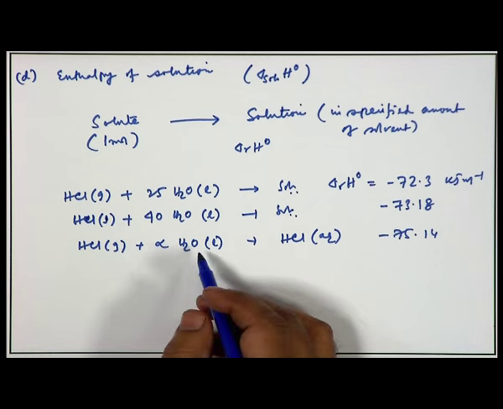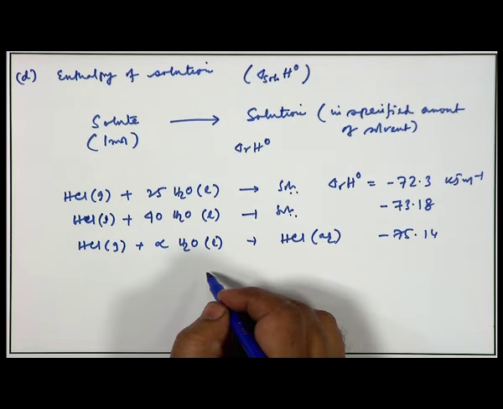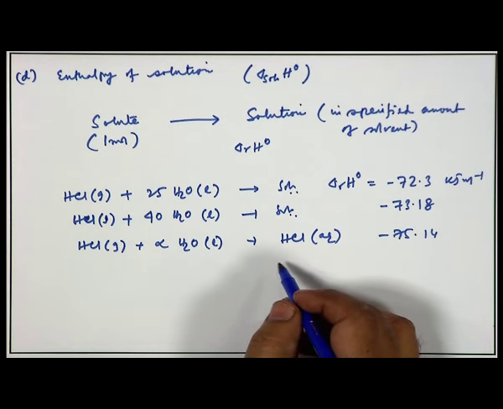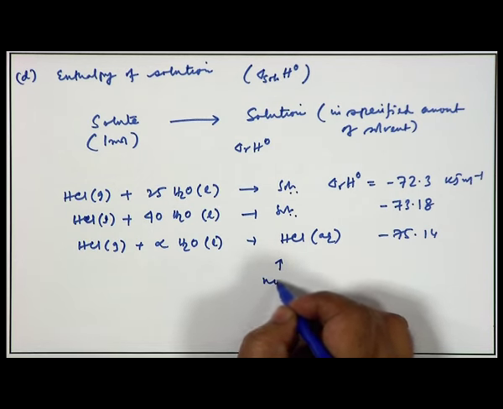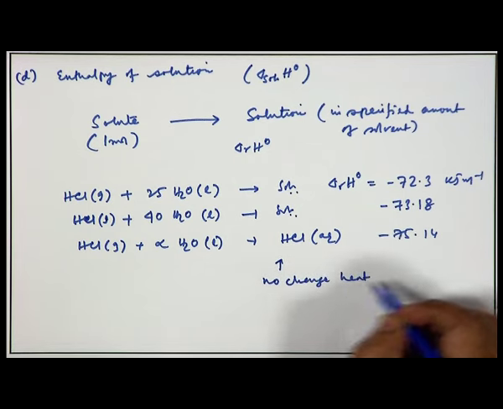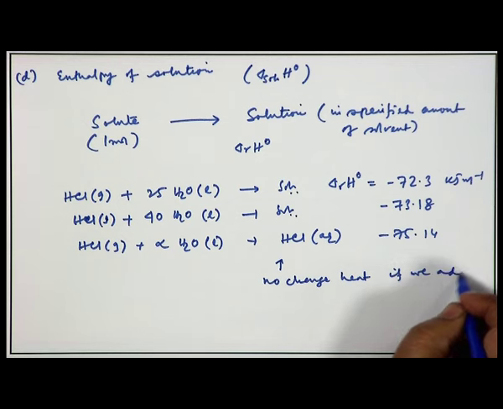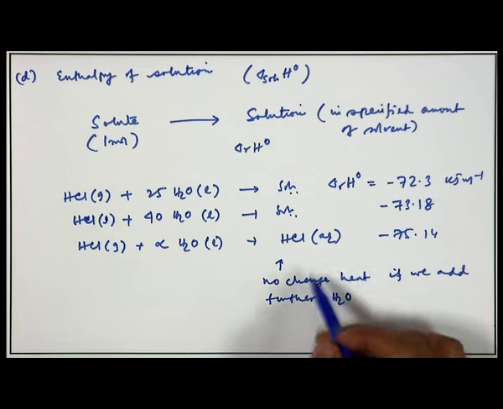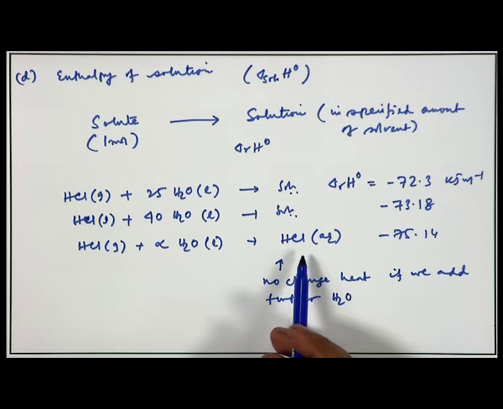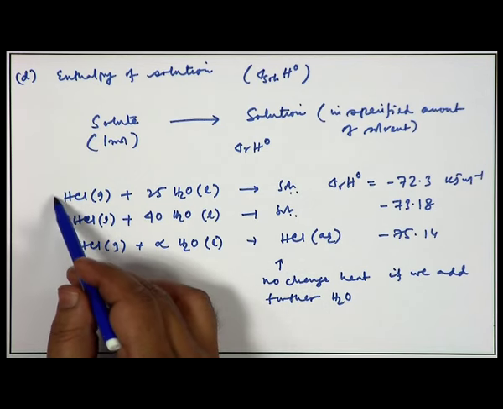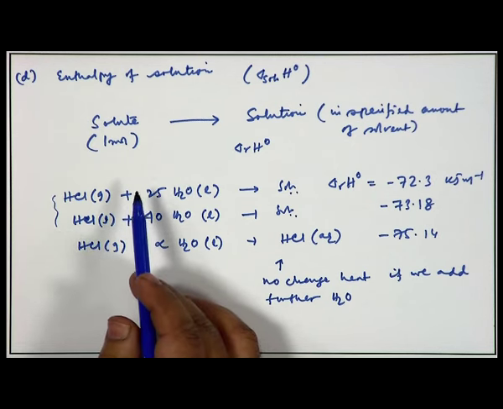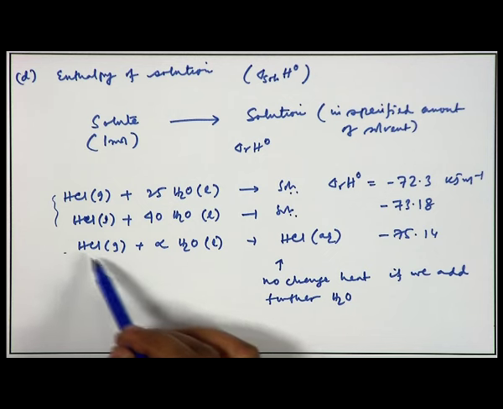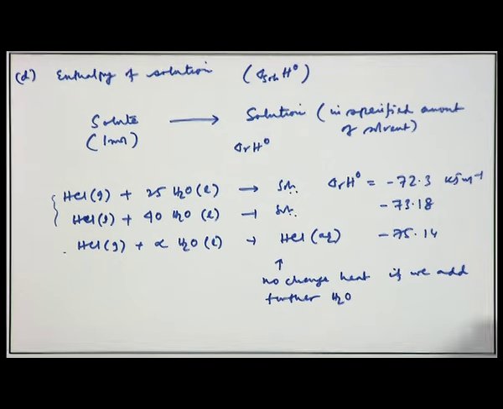Now, infinite dilution means that if we have a solution and we add further solvent and find there is no heat change associated with dilution, then we know we have reached a sort of infinite dilution. So, if you find no change in the delta H value when adding further solvent, in this case H2O, then we call this an infinite dilution. Sometimes these are called differential heat of solution, and in this case the integral heat of solution, but differential heat of solution is not part of your syllabus.